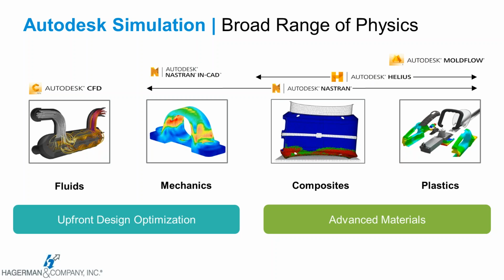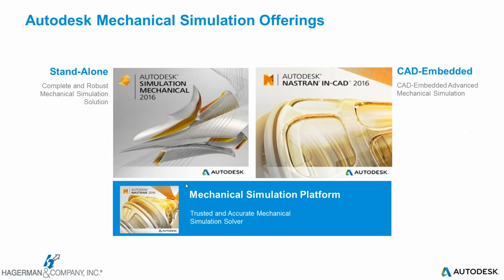Today the main focus will be inside of the mechanics side of upfront design in the Nastran In-CAD software. But there are also additional tools for dealing with composites or complex materials, as well as dealing with plastics and all of the manufacturing process involved with them. In the mechanics side of the simulation, there are two tools, and again I mentioned we're using Nastran In-CAD, which is a CAD embedded tool set. So it gives us the ability to do advanced mechanical simulation right inside of our Inventor session.